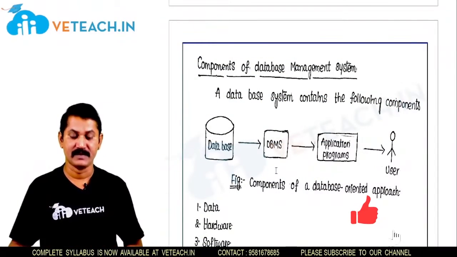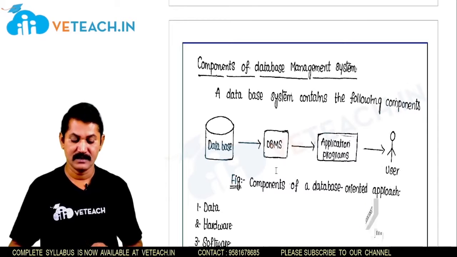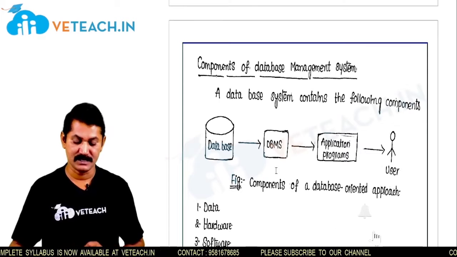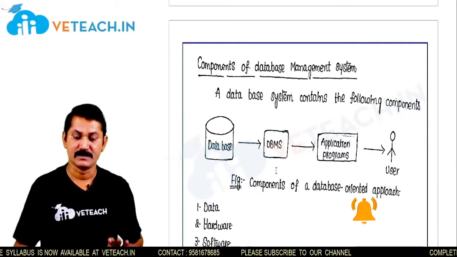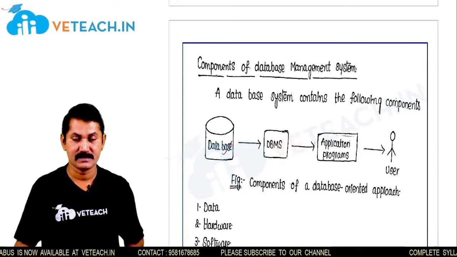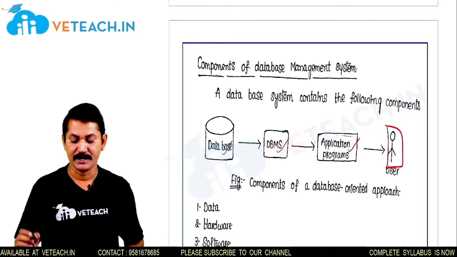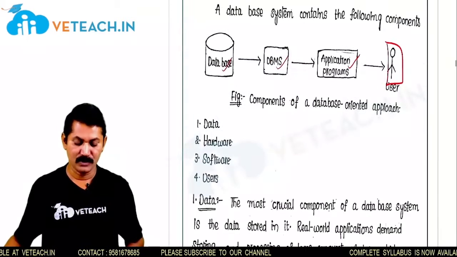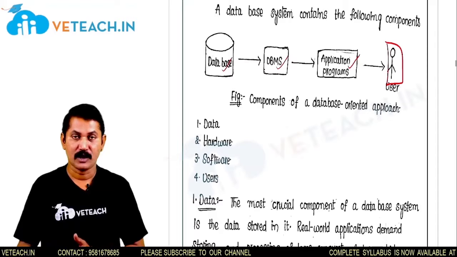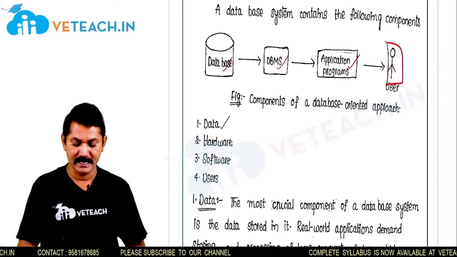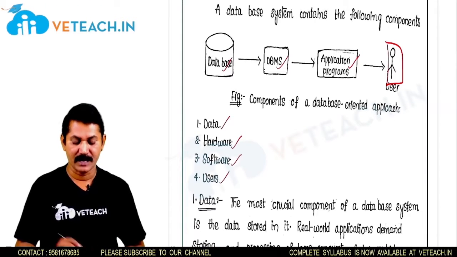As a continuation to the previous session, here we are going to study the components of database management system. What are the components of database management system? The first one is database, DBMS, application programmers, and the end user. Here, if you look into these components, they are categorized as the data, hardware, software, and users.